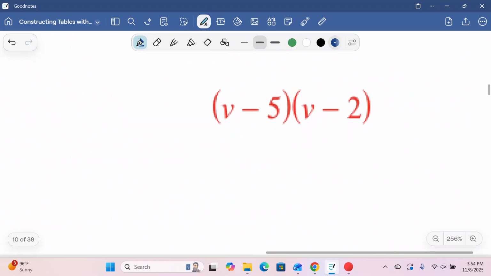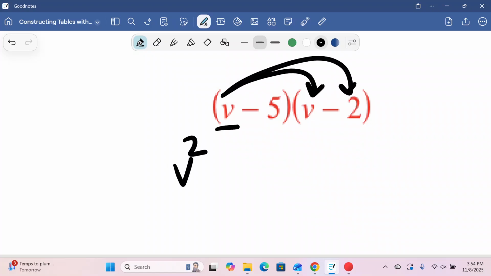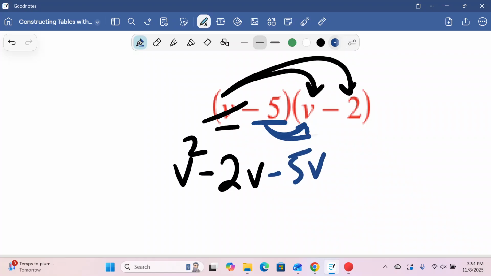The next FOIL method just changes the x's to v's, and it's the same exact thing. So what I'm going to do is go ahead and underline my v, and I'm going to distribute the v into the v, and that gives me v squared. Let's distribute the v into the negative 2, so that gives me negative 2v. I'm done with the v's, the first one. Then I'm going to distribute my next term, negative 5, to the v, and negative 5 times v is negative 5v. And then I'm going to distribute the negative 5 times negative 2, which gives me a positive 10.